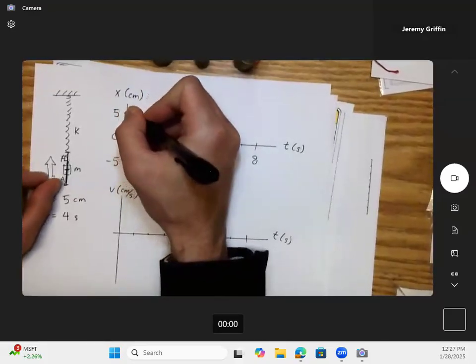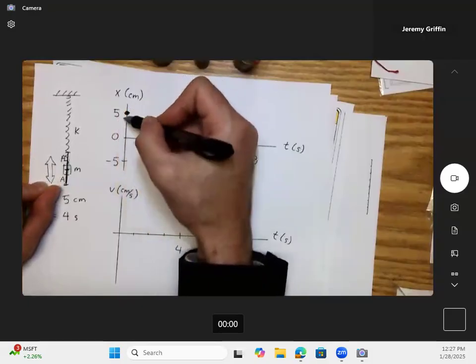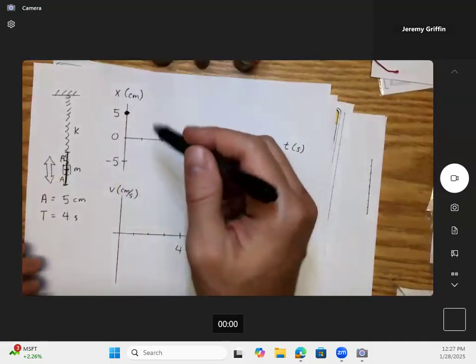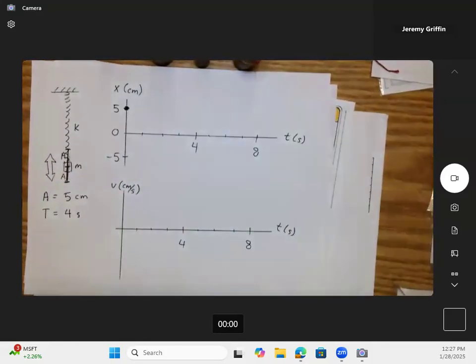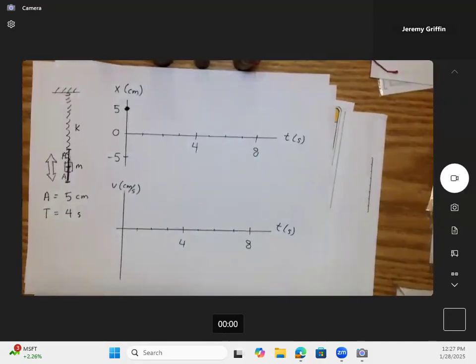So I'm giving you that point. I'm saying at the point that I release it, it's 5 centimeters displacement from the equilibrium. Then I let it go. And it starts to oscillate. It's going to make a graph, right? Go ahead. Make the X versus T graph right there. I'll walk around the classroom, see who's able to get that.